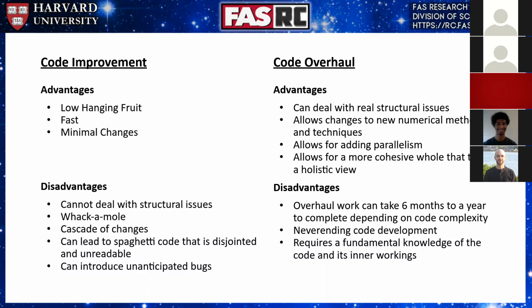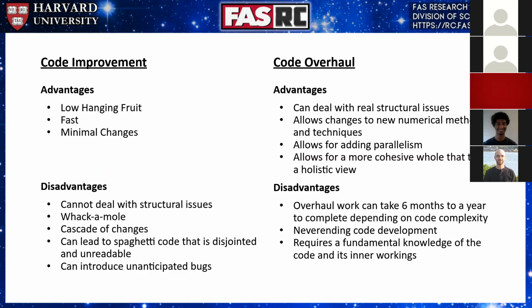The disadvantage of doing a code improvement is that you can't deal with structural issues. You can't really overhaul your code structure with this sort of approach. It's just not a thing. Second, it's whack-a-mole. You may hit one thing and another thing may pop up, which leads to a cascade of changes. You change one thing, but by pulling that string, you unravel another thing you need to fix, and then another. Eventually you end up overhauling the code anyway.